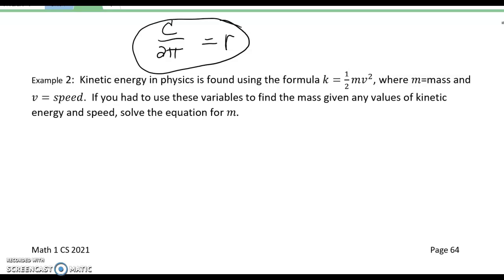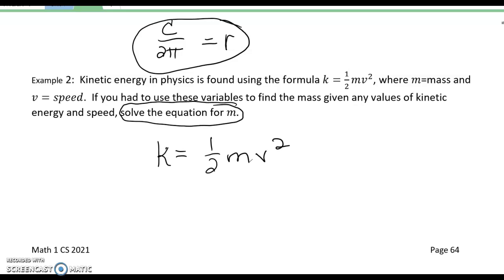Example number 2, we are given the formula for kinetic energy. K equals 1/2 times m times v squared. For this particular problem, we are being asked to solve specifically for m. With these literal equations that have more than one variable, you have to pay attention to what the problem is asking you to solve for. Which of the variables do we want to isolate?